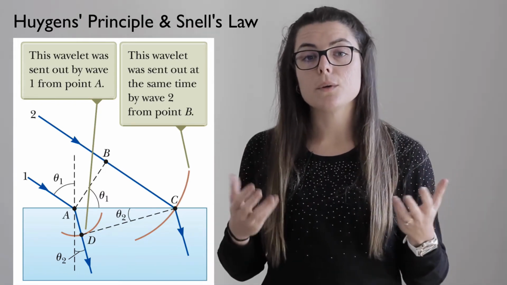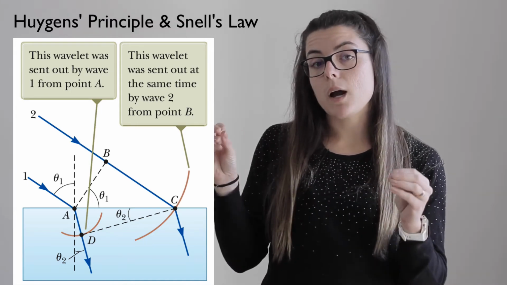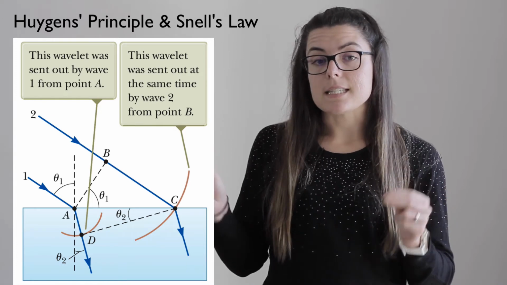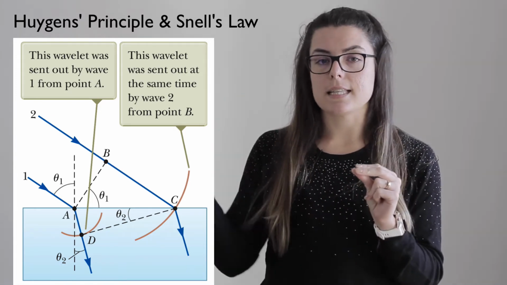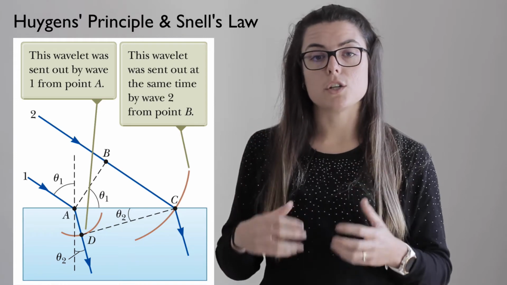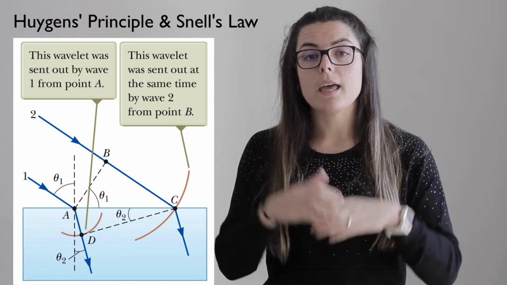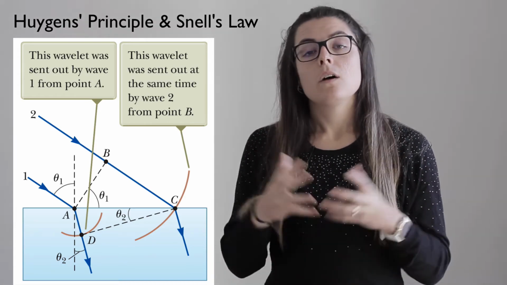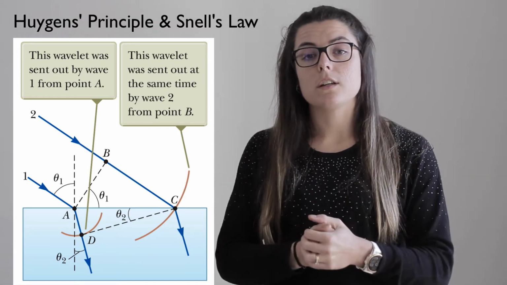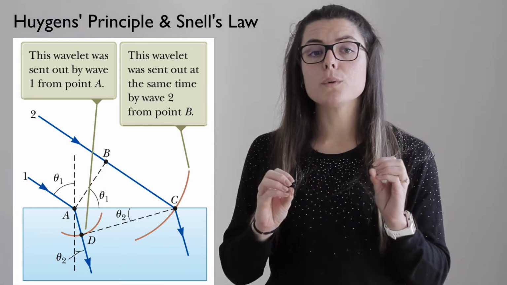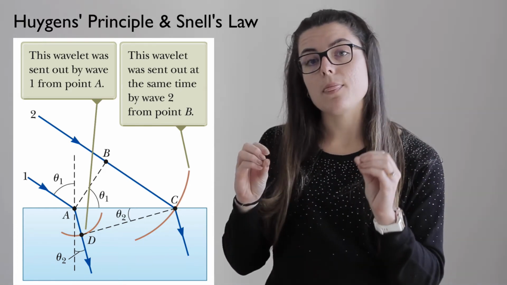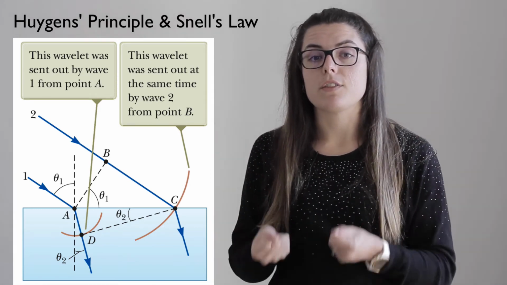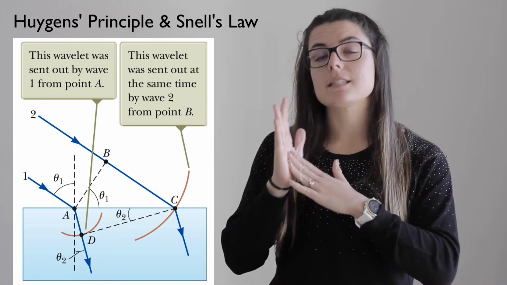Now this theta 2, remember, they're at the same time, so if we connect points at the same time, we connect points D and C, and that angle theta 2, you can see on the diagram there, is the angle that line makes with the surface of the material. Also, it's useful to note that the two wavelets, the one at C and the one at D, are in different materials. Their wavelengths are different, therefore the size of their wavelets are different.